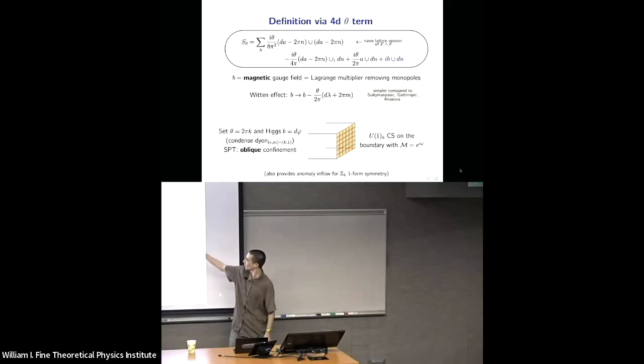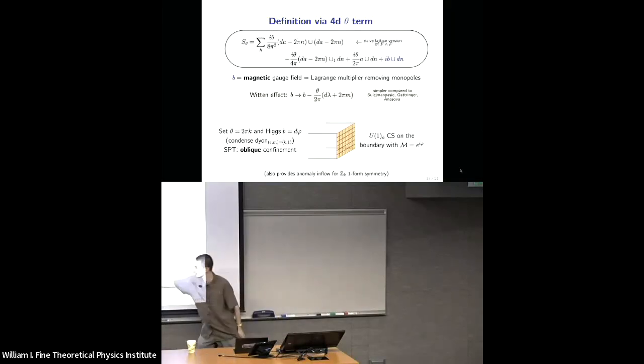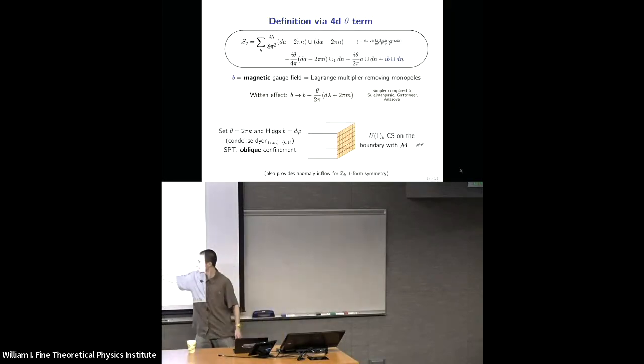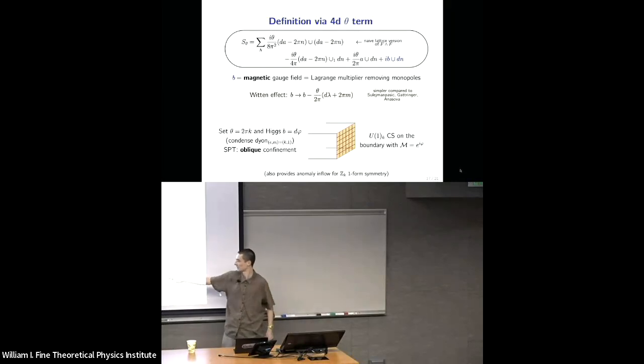This last term only localizes to the boundary provided we take this deep Higgs limit, where b is pinned to be exact, so it's pinned to be some d phi. And we can interpret phi as some kind of Higgs field or Stueckelberg field. And because of the Witten effect, phi carries electric charge 1 but magnetic charge k. So it's a dyon.